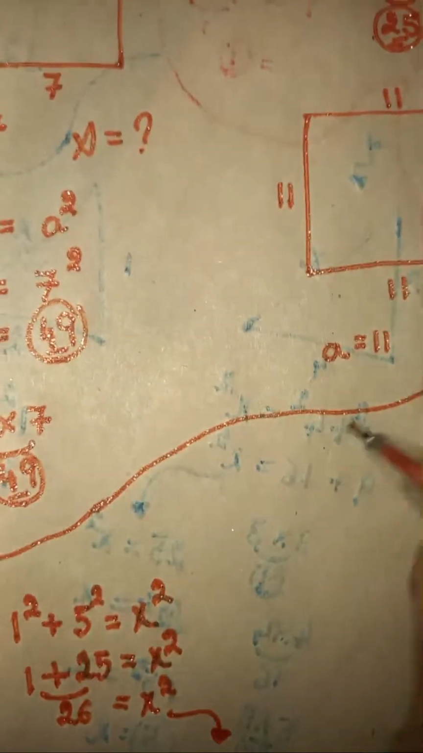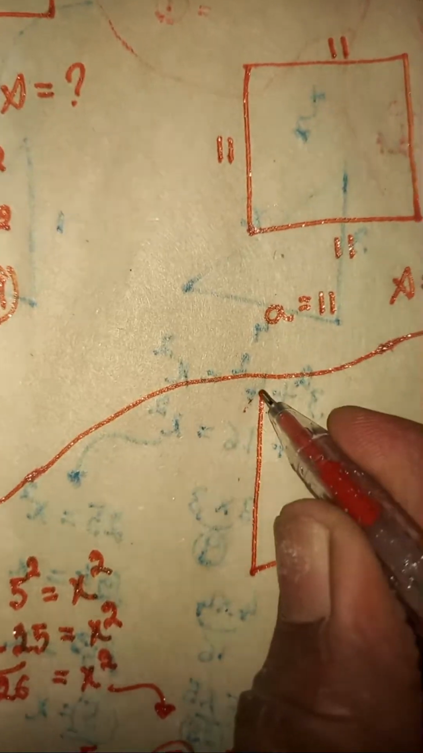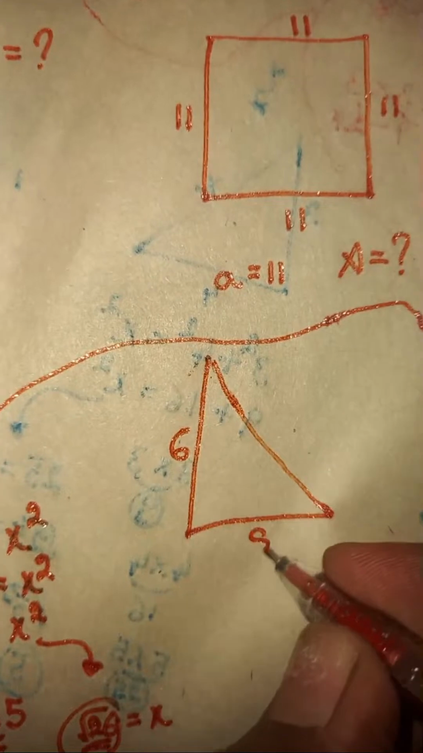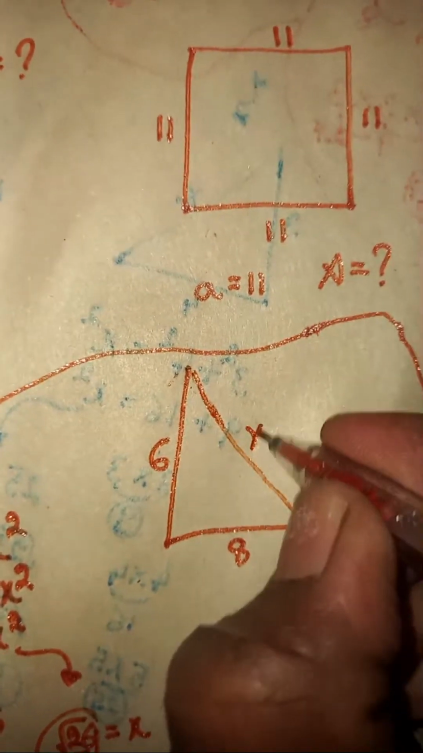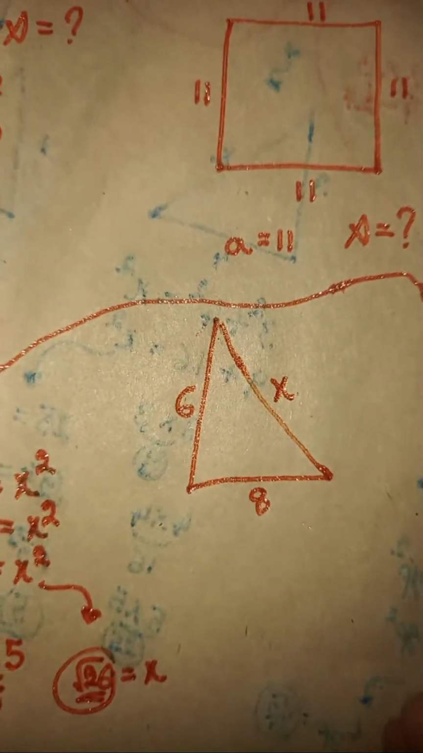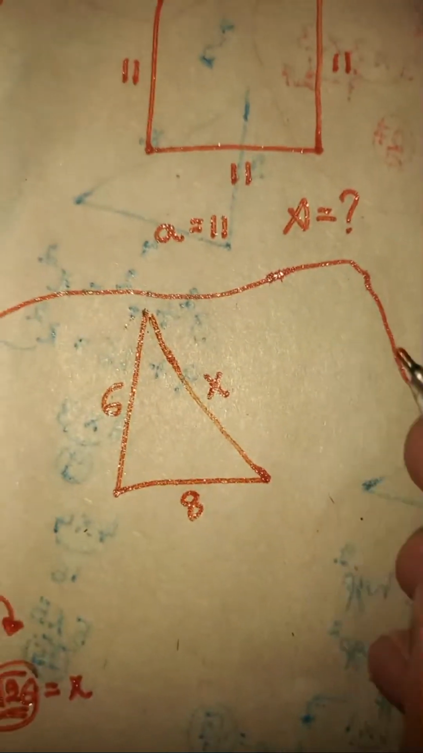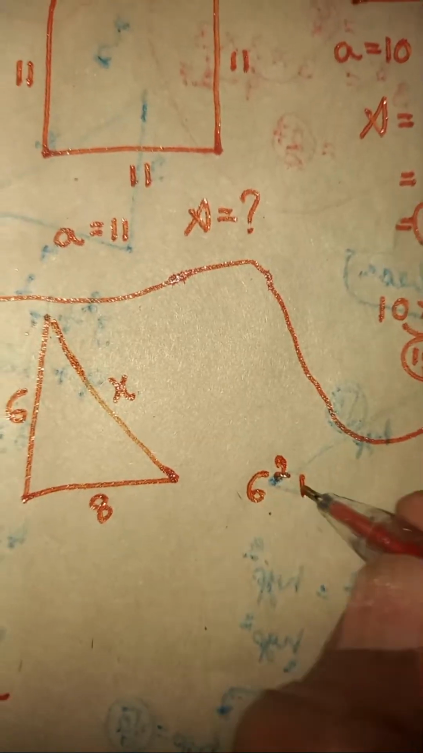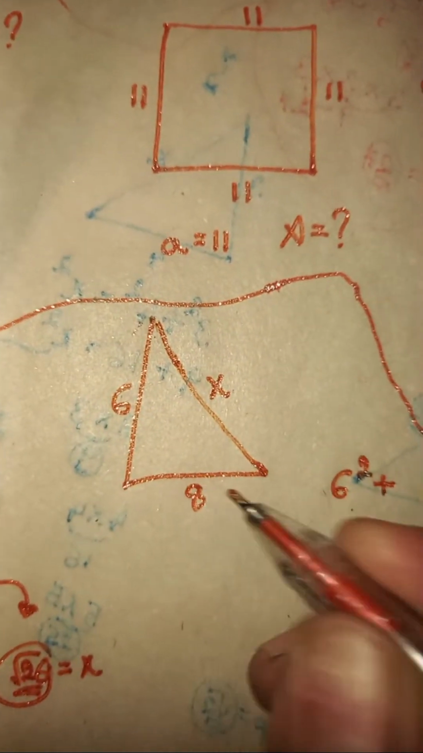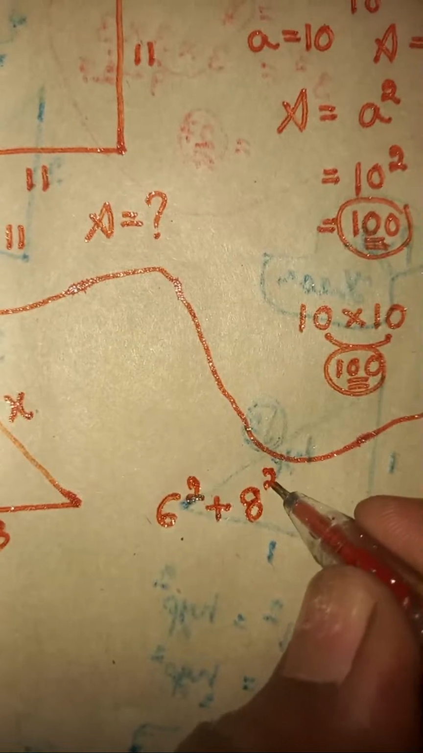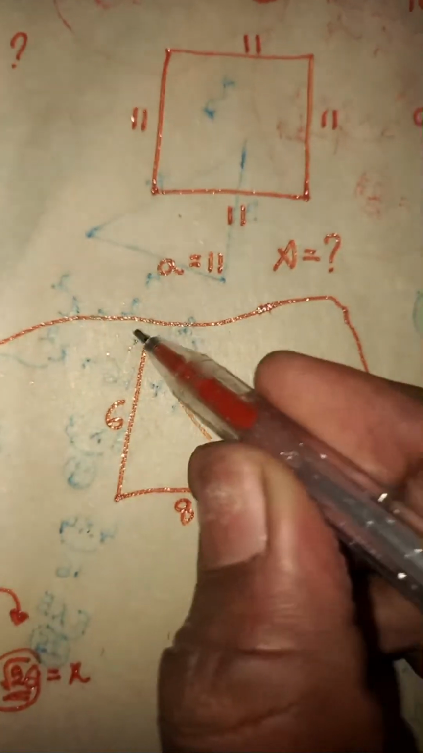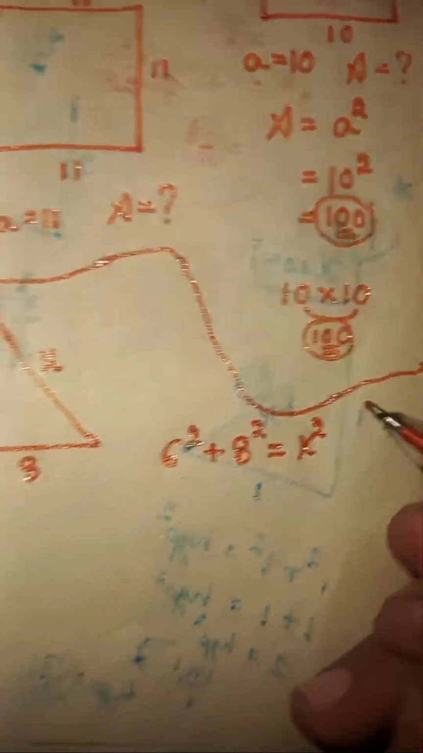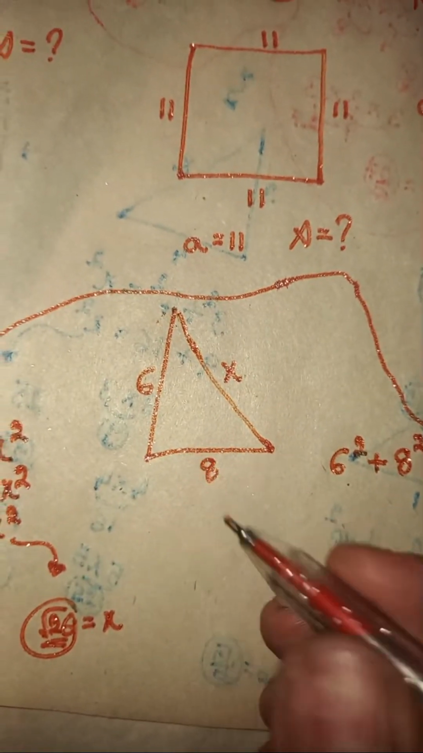They give another popular problem, that is this side length is equal to 6 units and this side length is 8 units. Find out what the hypotenuse is, which is x. Here also you can do it in the same way, that is this side length squared, which is 6 squared, plus this side length squared, that becomes 8 squared, which is equal to the hypotenuse squared, which is x squared. Now you can do it easily.